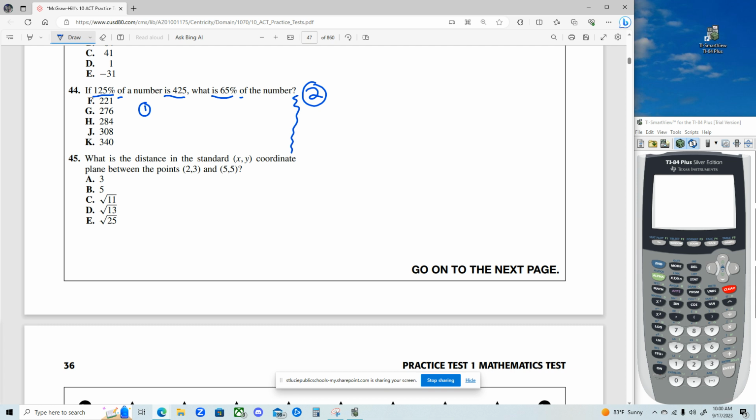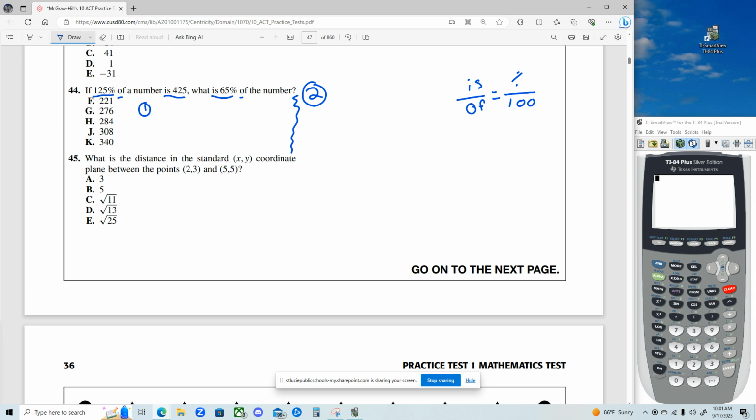When I'm reading these is's and ofs and percents, it reminds me of this setup right here. Is over of equals the percent out of 100. Is over of equals percent out of 100.